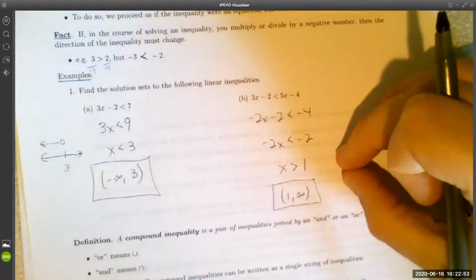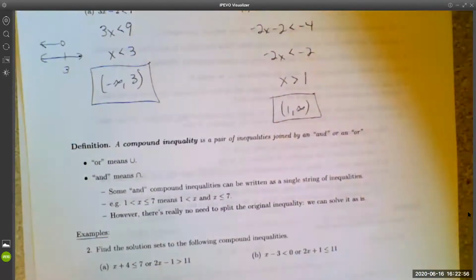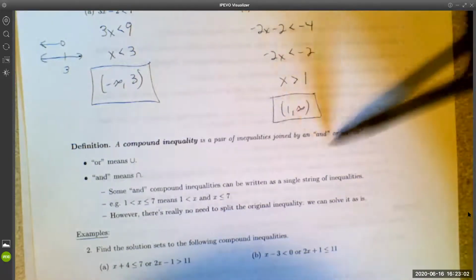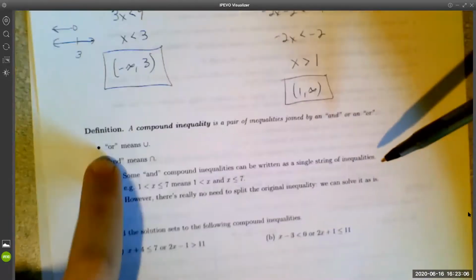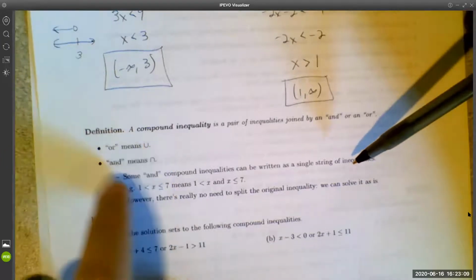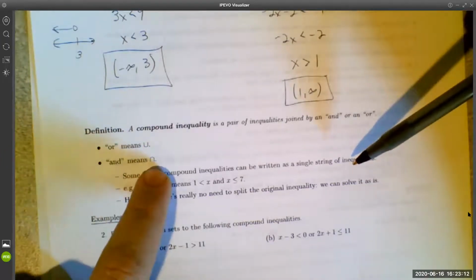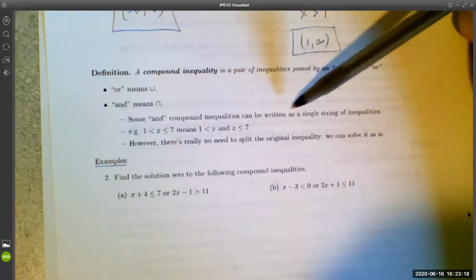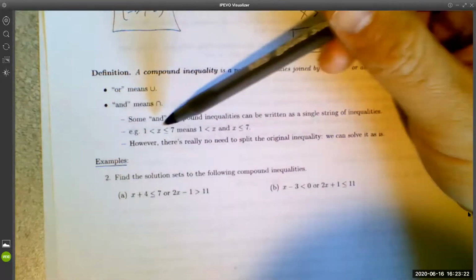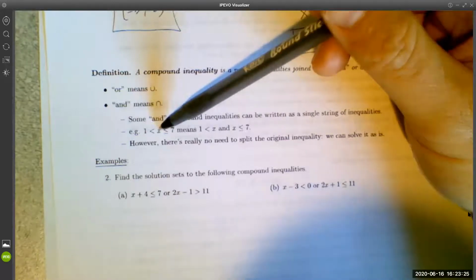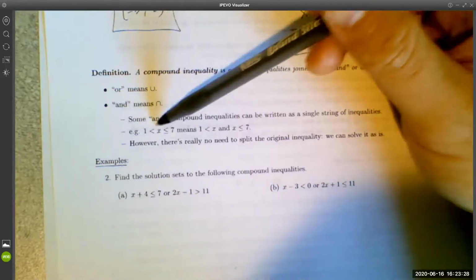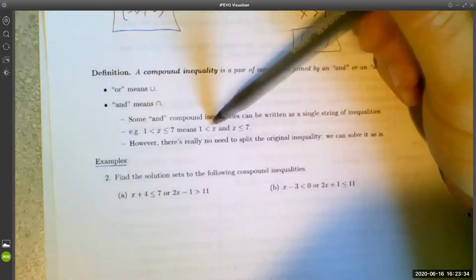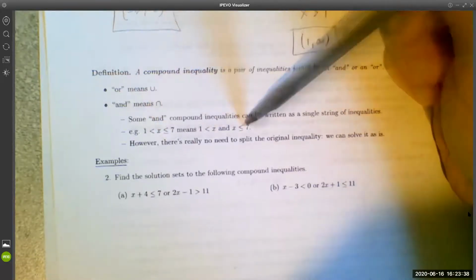Sometimes we're dealing with more than one inequality at a time, and those are called compound inequalities. Compound inequalities are a pair of inequalities joined by either the word and or the word or. As we've discussed in the past, or means union, and and means intersection. Some and compound inequalities can be written as a single string of inequalities. For example, if you have the statement x is between 1 and 7, you could rewrite that as an and inequality. This means that x is greater than 1 and that x is less than or equal to 7.